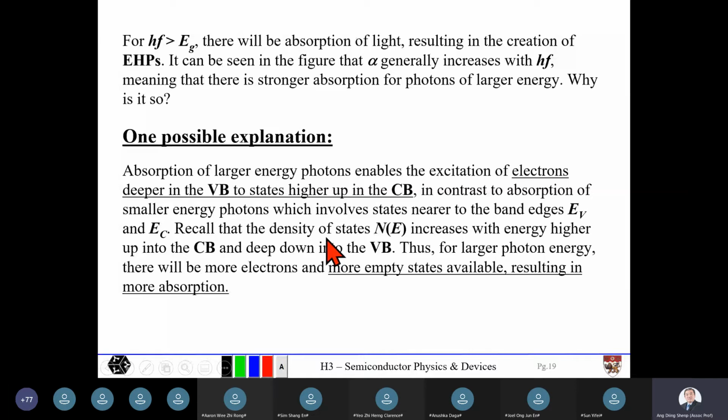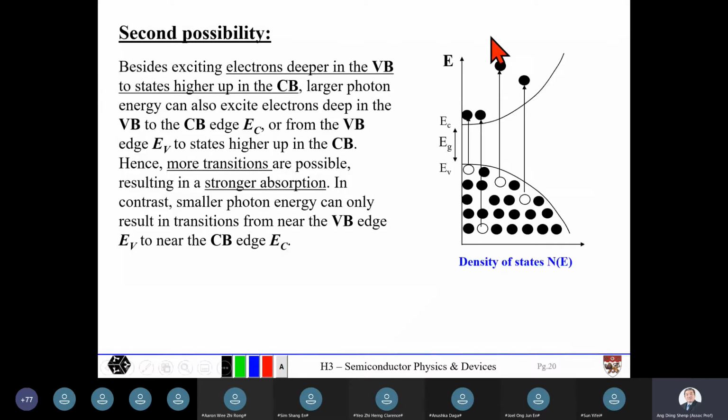The first explanation relates to the number of electrons in the valence band and the number of energy states in the conduction band. Remember, in the earlier discussion, you were told that the available density of states in the conduction or in the valence band is described by the density of states function. If you recall, the density of states function is proportional to the square root of E minus E_C.